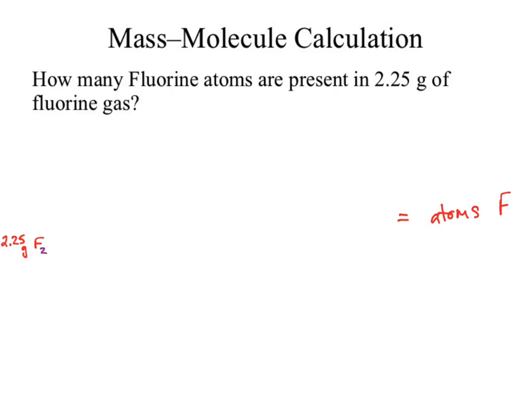Next step. Grams of F2 must get canceled out. What do I ideally want to have appear? Ideally appear. Atoms of F. Okay? So that's what I'm going to suggest you should write. Right? And I saw a lot of people at least attempt this, except they made one really big change.